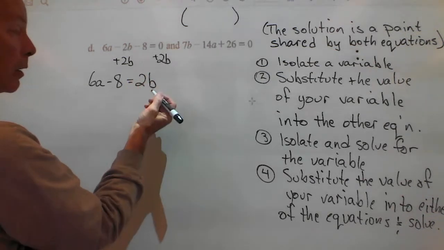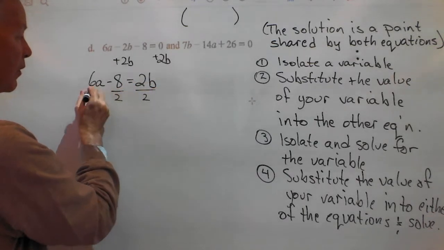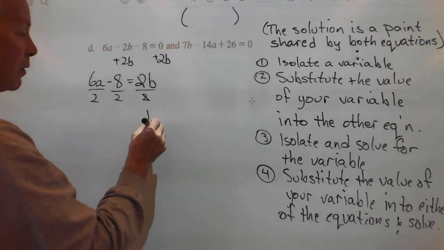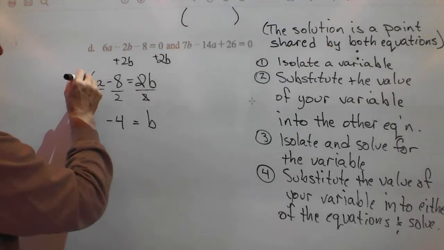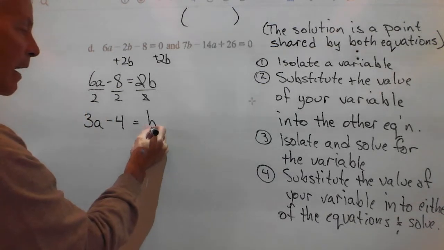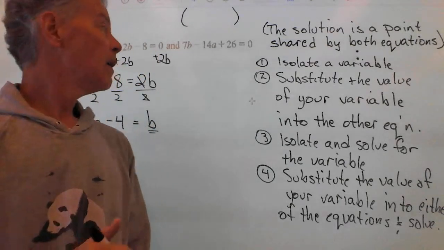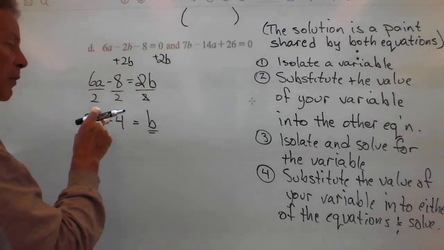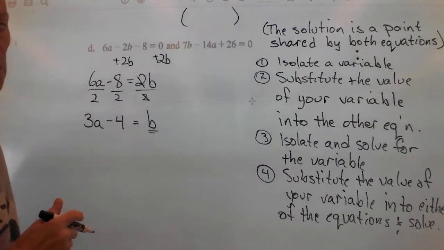And then to get b all alone, I have to get rid of this 2. I have to divide every term, remember, by 2. 2 divided by 2 will leave me with b. Minus 8 divided by 2 will give me minus 4. 6 divided by 2 gives me 3a. And now, finally, b is isolated. Now, since we used this equation to isolate, we have to remember the value for b has to be subbed into the other equation.